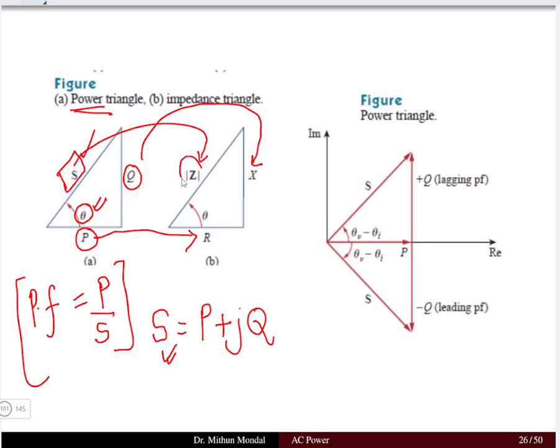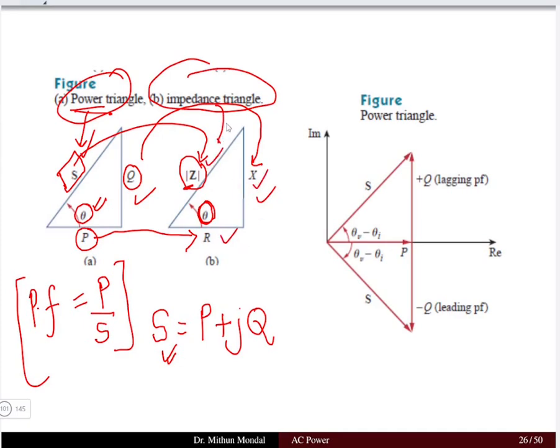Now here we are taking the impedance magnitude because theta is already taking care of the angle. So we are dealing with only the magnitude of the impedance. We can use this triangle concept to solve many problems related to power. This is known as the power triangle, and this is known as the impedance triangle because we have R, X and Z.